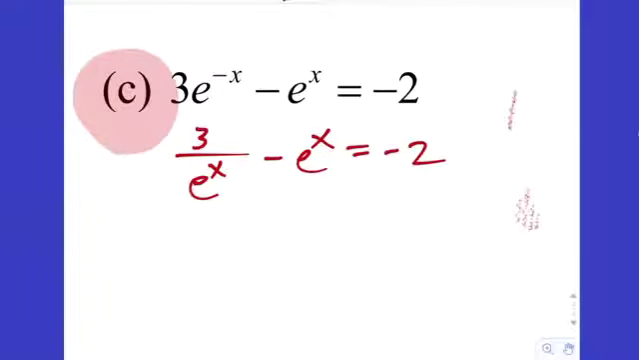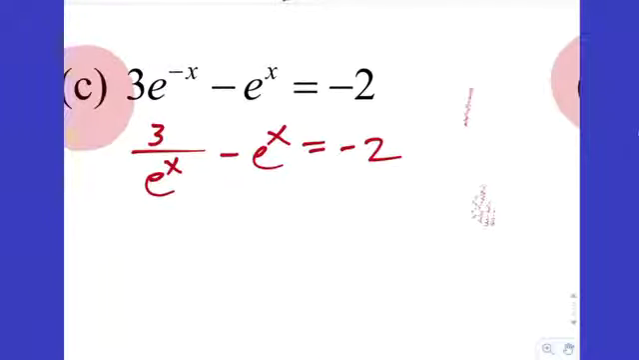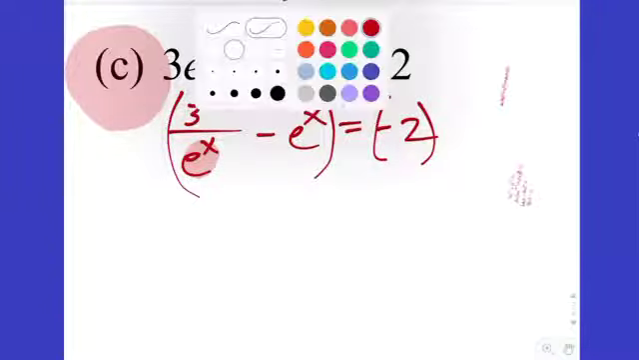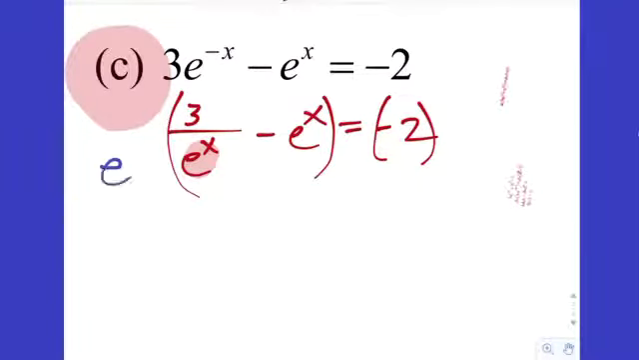Everyone okay with that? Just bring that factor from the bottom and make it e to the positive x. Now you say, hooray, I have a fraction. To clear out a fraction from an equation, you're going to multiply both sides by the LCM of your denominators. We only have one denominator. It's e to the x. So what I'm going to do now is multiply the left side by e to the x and the right side also by e to the x.